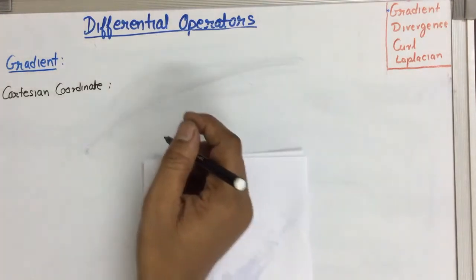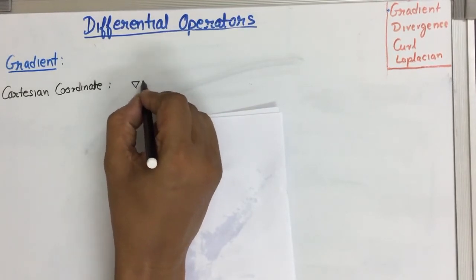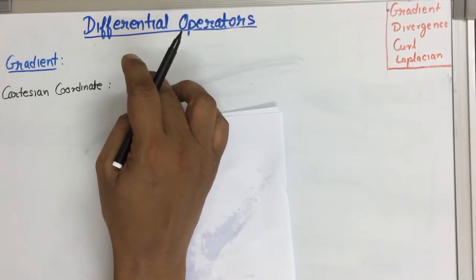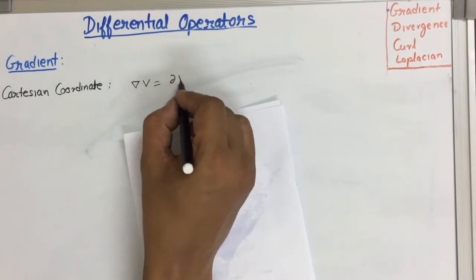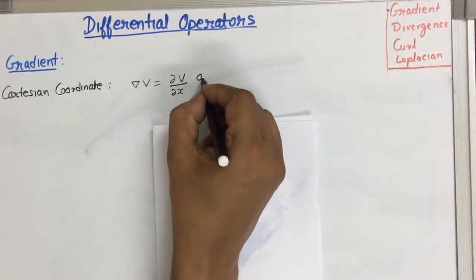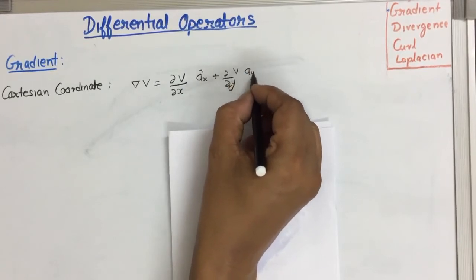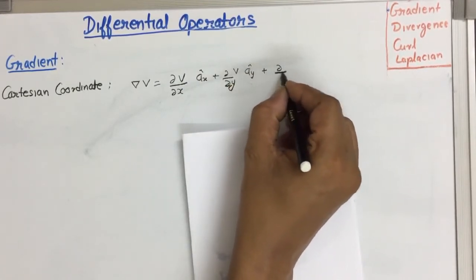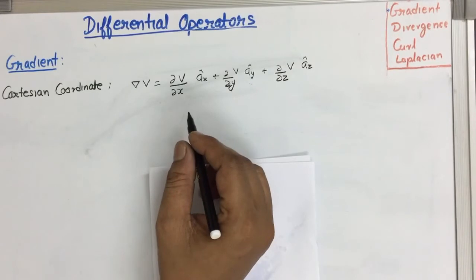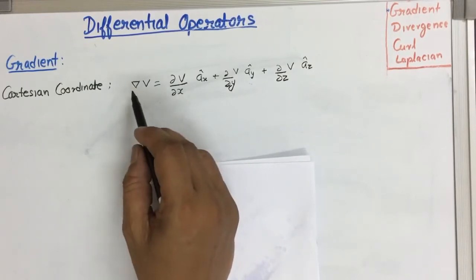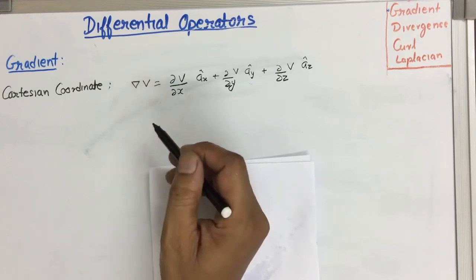Till now we discussed the gradient in the Cartesian coordinate system, and we obtained that it was del V over del x in the direction ax, del V over del y in the direction ay, and del V over del z in the direction az. Now, if we have to find the gradient in the cylindrical and spherical coordinate systems, how will we make our approach? We will learn here.